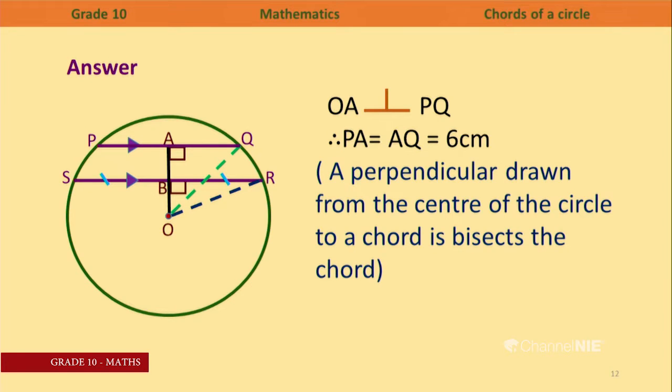Here OA is perpendicular to PQ. That was given, meaning I have constructed that. According to the converse of the theorem, we can say A is the midpoint of the chord PQ. That means PA is equal to AQ. We know the PQ chord length is 12 centimeter. Therefore, PA and AQ should be equal to 6 centimeter. We should consider the half of that.